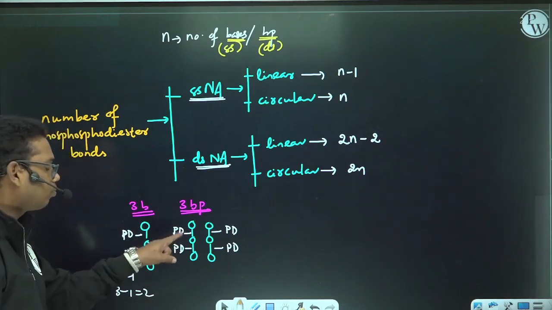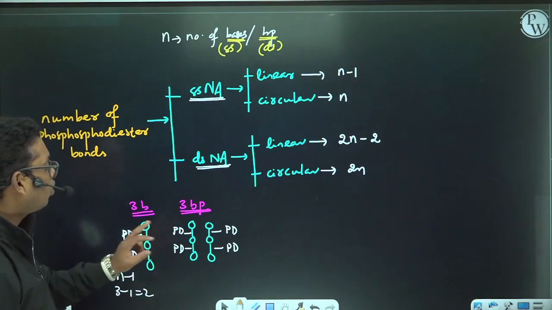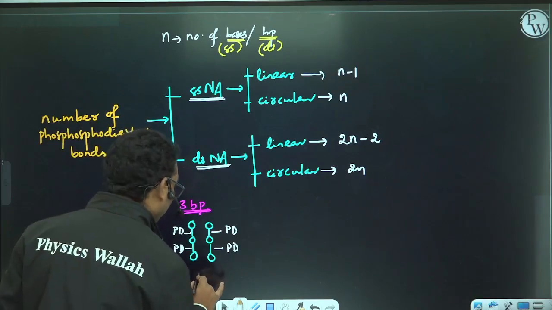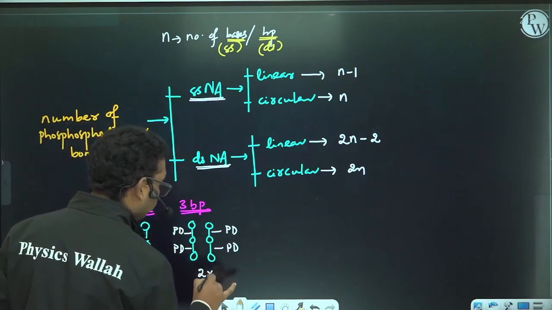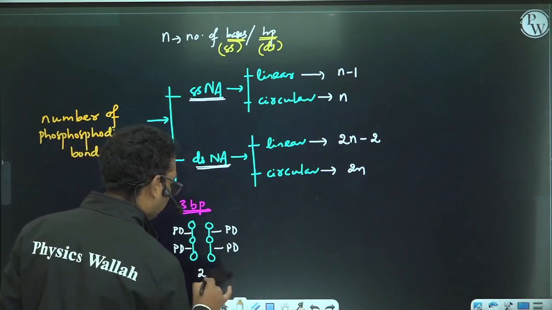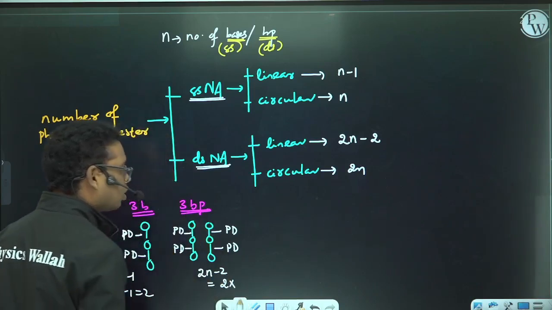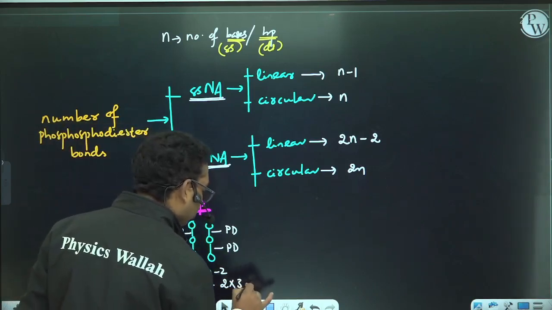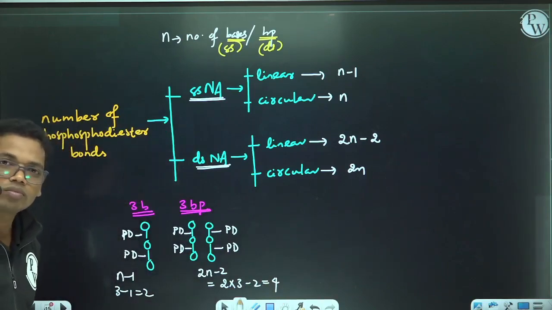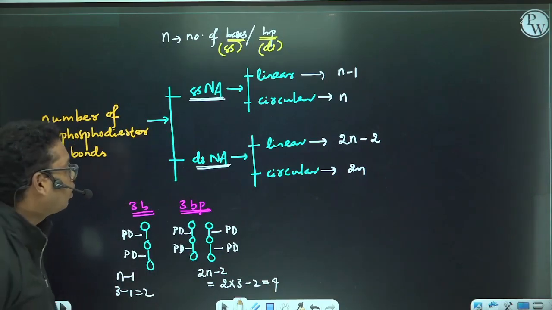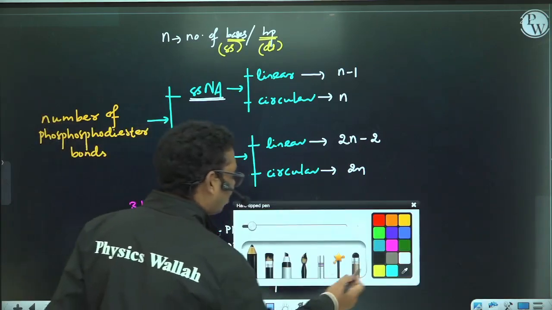In this case, 3 base pairs are there. So what is the number of phosphodiester bonds? For double stranded linear, it is 2n minus 2, so 2 into the number of base pairs, which is 3, minus 2, so it will be 4. Okay, so this is about linear DNA.